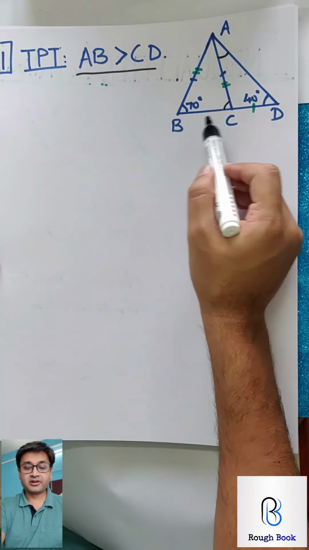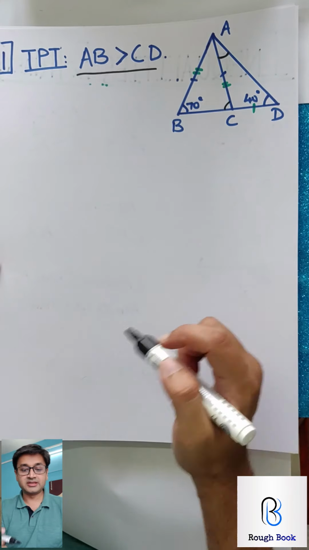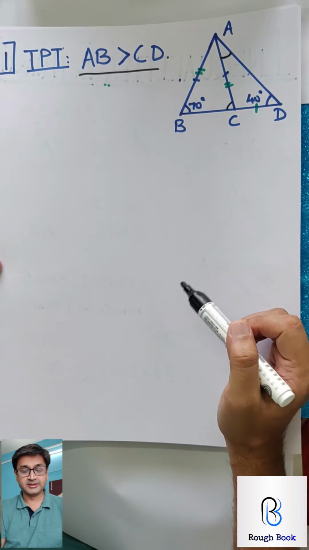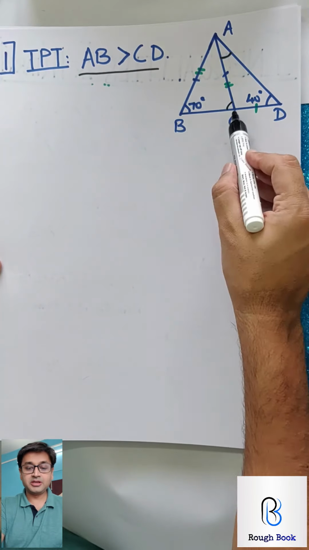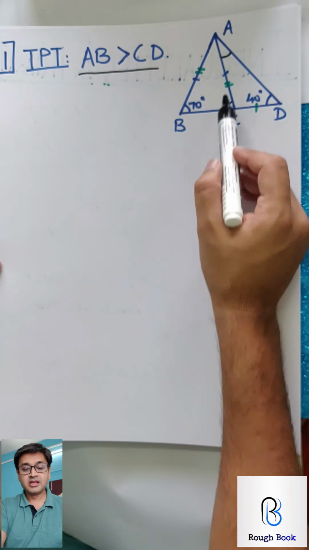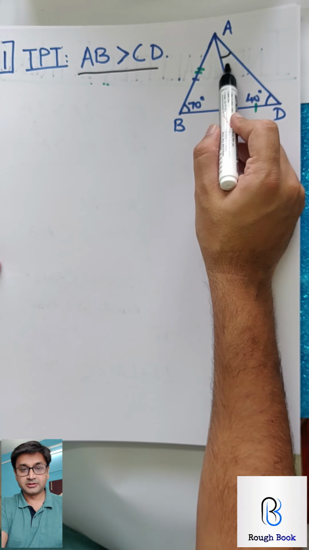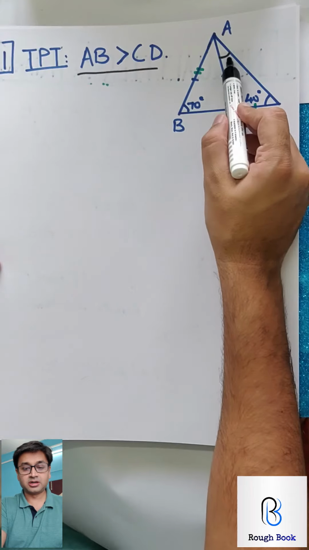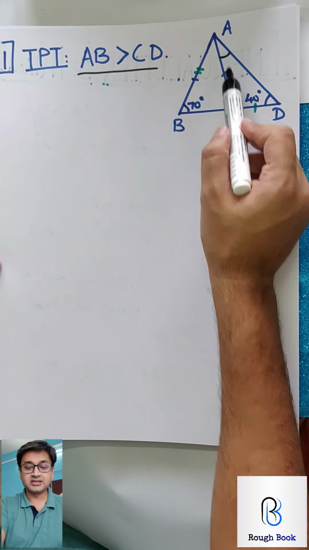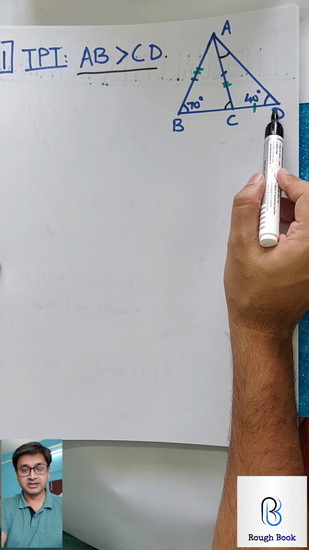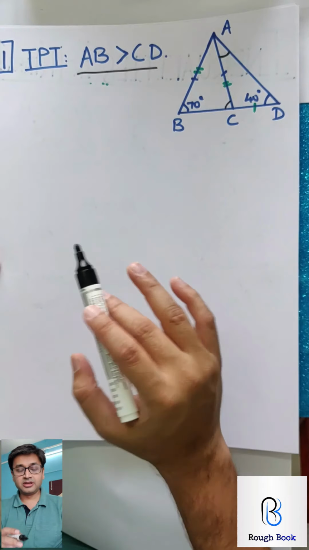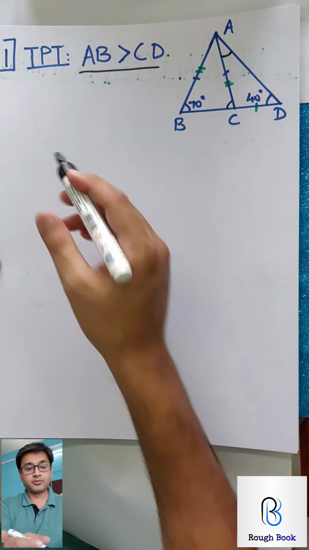Step 1. In triangle ABC, AB equals AC. Step 2. Therefore, angle ABC equals angle ACB equals 70. Step 3. ACB equals CAD plus CDA, remote interior angle theorem. Step 4. Therefore, CAD is 30. Once you reach this 30, then you say CDA is greater than CAD. Therefore AC is greater than CD. Reach till there. If you can't, I'm going to help you, don't worry.